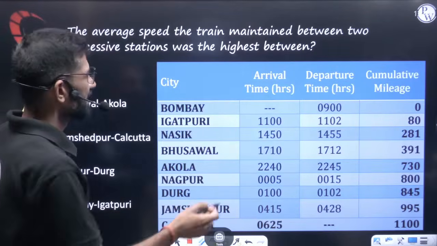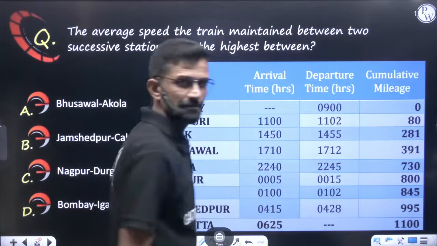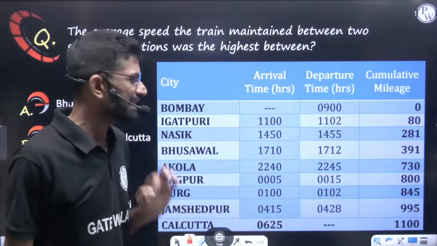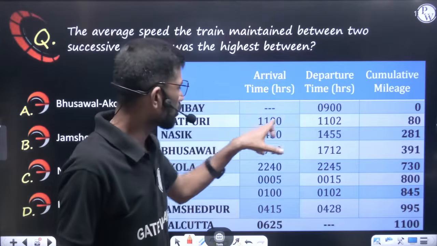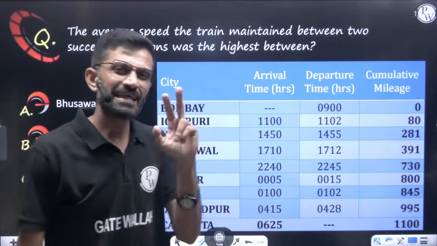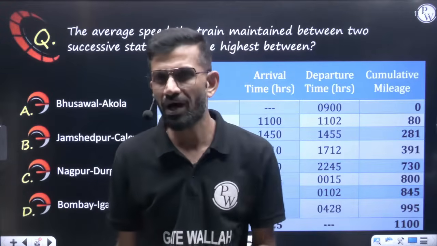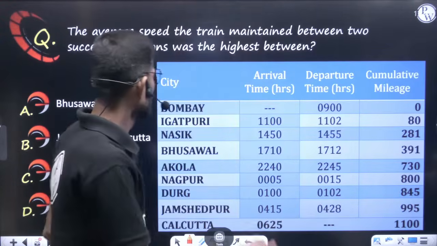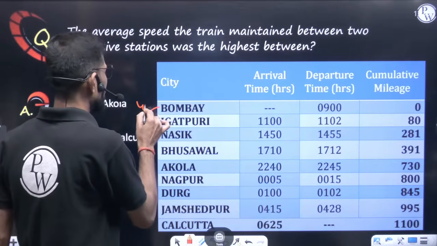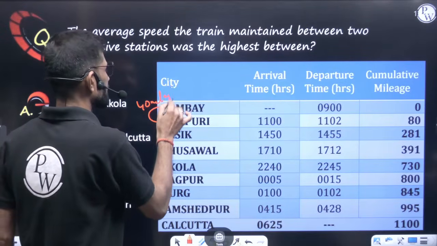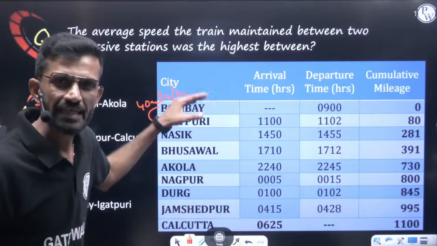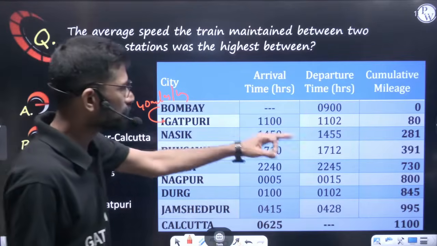So we'll calculate. See, here it was just 80 miles from Bombay to Igatpuri. It started at 9 o'clock and reached at 11 o'clock, in 2 hours. If 80 miles is covered in 2 hours, every hour it is covering 40 miles. So here it is 40 miles per hour, the speed of the train between Bombay and Igatpuri. Like that we have to calculate everyone.